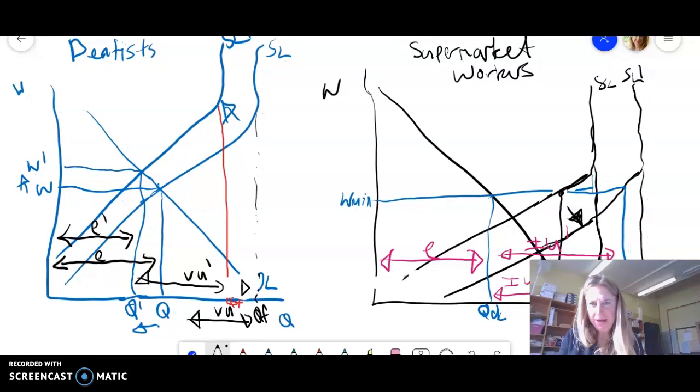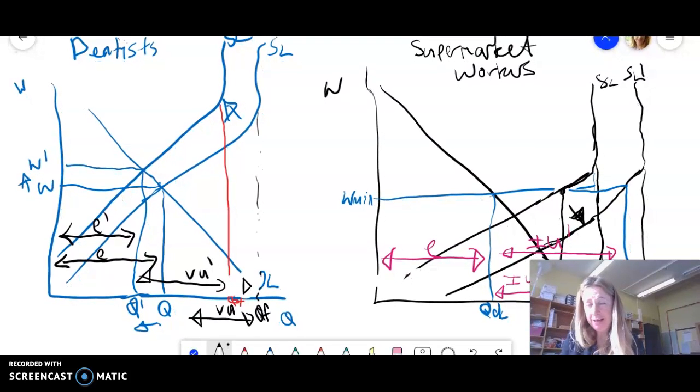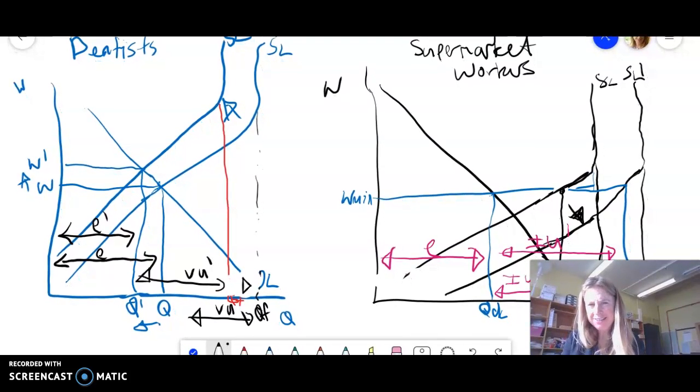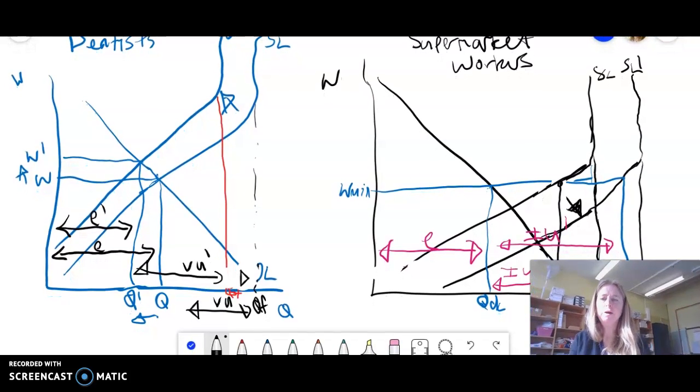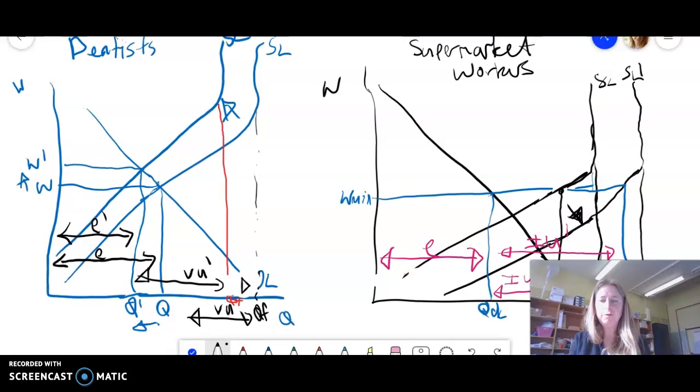So we're going to look at supermarket workers now. My last video was on a decrease in the supply of dentists, and now we're going to look at an increase in supply, using the example of supermarket workers. Key aims from this video: you'll be able to show an increase in the supply of labour, know how to correctly label it and show it, including which way to shift the curve, and also show the effect on unemployment and employment in the market and on wages. So let's have a look at it.